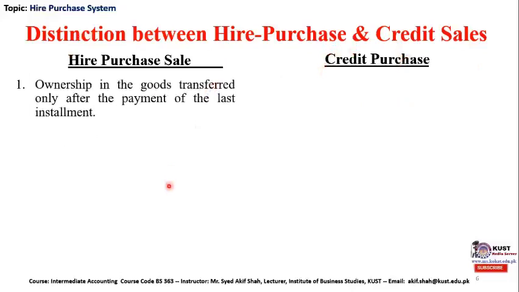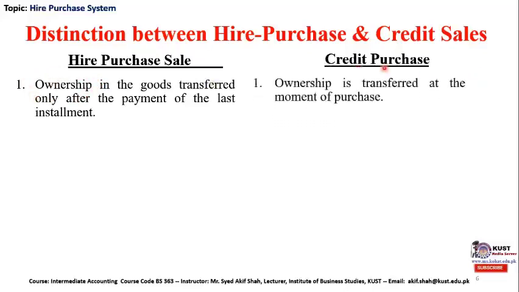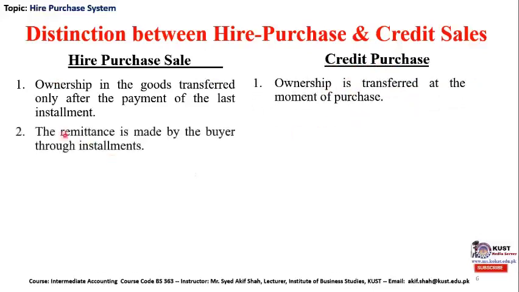The first point is that the ownership in the goods is transferred only after the payment of the last installment. So until the last installment is paid by the hire purchaser, the title of ownership will not be transferred to him. Rather, the title of ownership will remain in the hands of the seller. Whereas when a party purchases any product or machinery on credit basis, the ownership is normally transferred at the moment of purchase, irrespective of the fact that payment is not yet made.